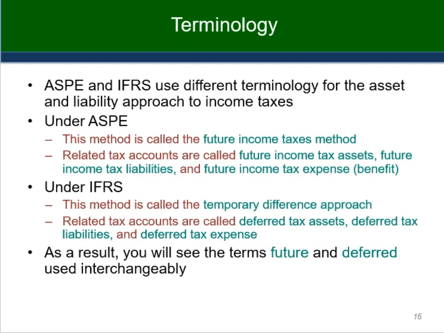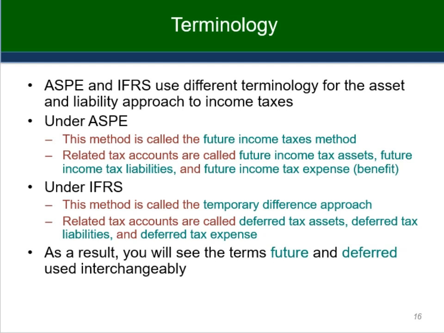So ASPE and IFRS use slightly different terminology for the asset and liability approach. Under ASPE, it's called the future income taxes method, and related tax accounts are labeled future income tax assets, liabilities, expenses, and benefits. Under IFRS, the method is called the temporary difference approach, and the related tax assets are referred to as deferred assets and liabilities, etc. So the key issue is future and deferred taxes are used to label them.